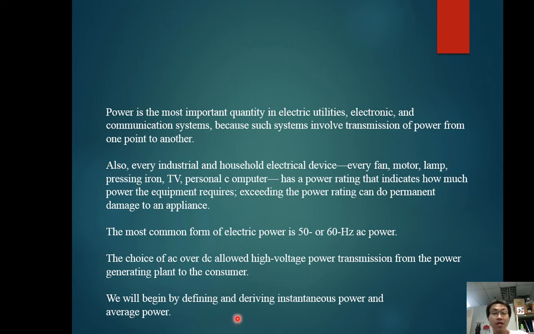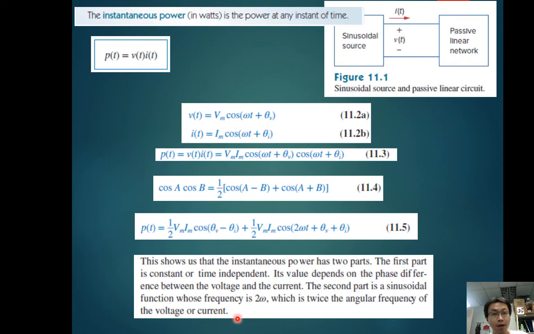We begin by defining and deriving instantaneous power and average power. The instantaneous power, in watts, is the power at any instant of time.